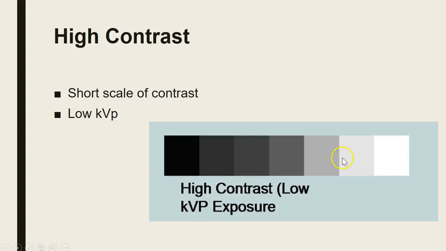High contrast, very black and white, low kV exposure. It's appealing to the eye, but it's seldom the ideal choice because diagnostic information can be lost. A low kV image is going to have a high contrast, short scale, and it's usually used for extremities.